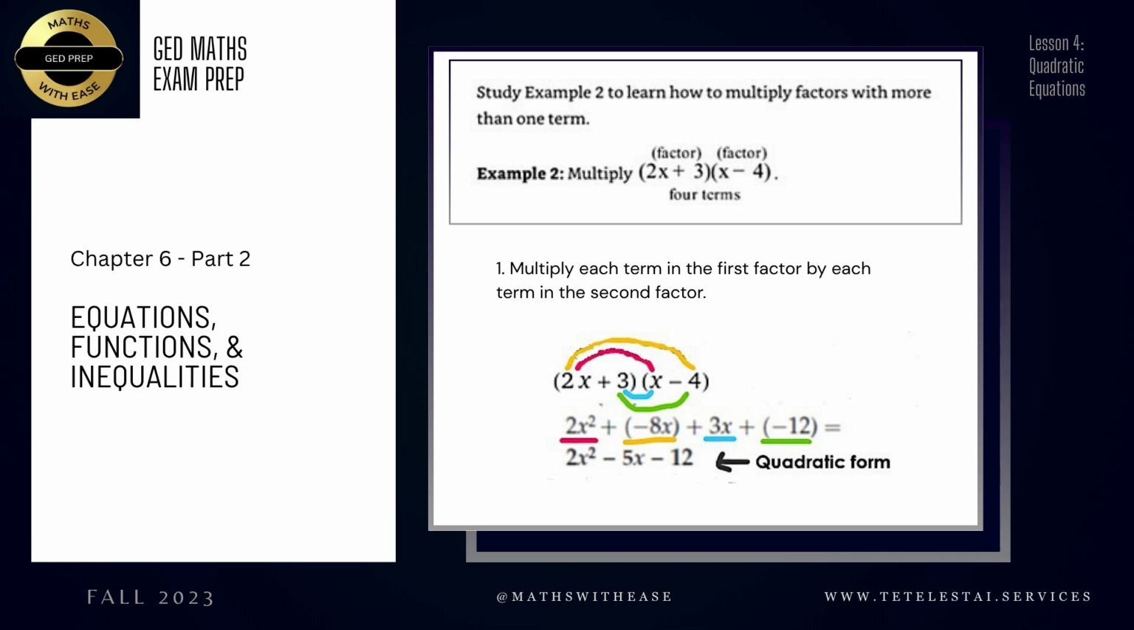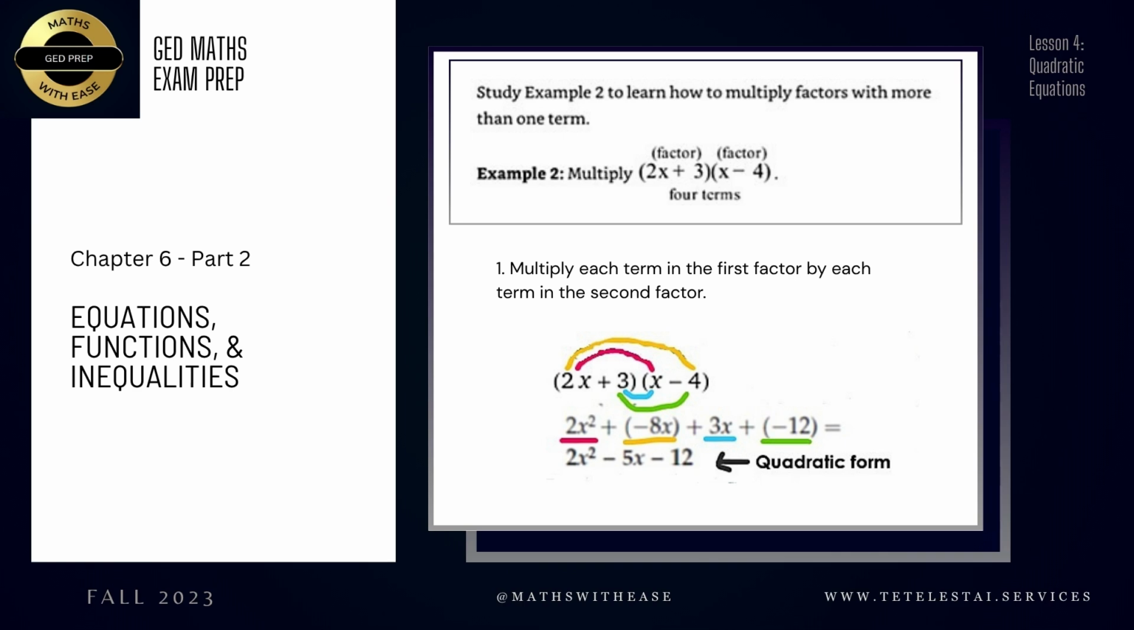Then you move to your inner terms. 3 times x is 3x. And then we move to our last remaining term, 3 times -4 gives you -12. And I just kind of color-coded what's being multiplied so you can follow through when you're studying.